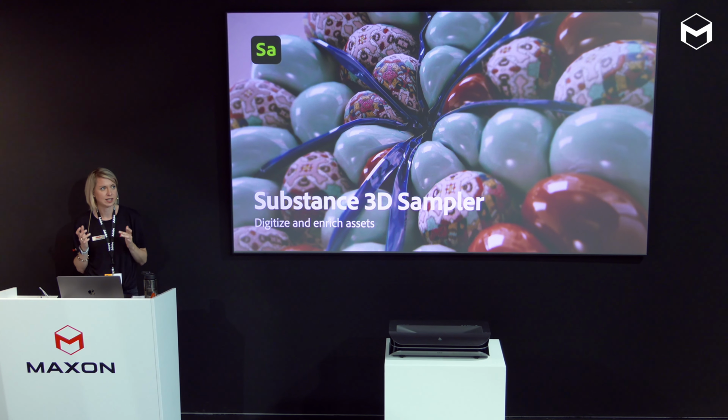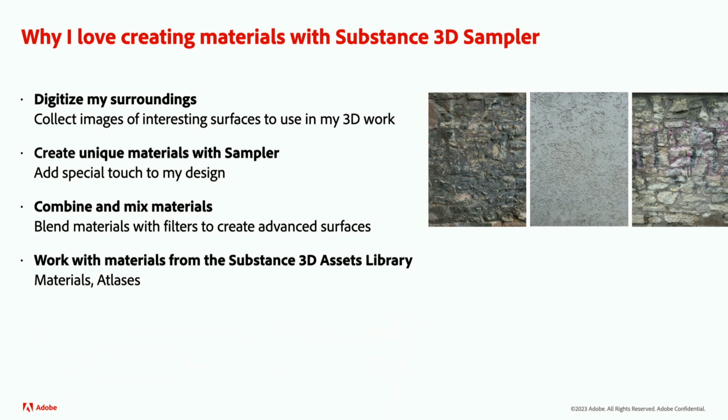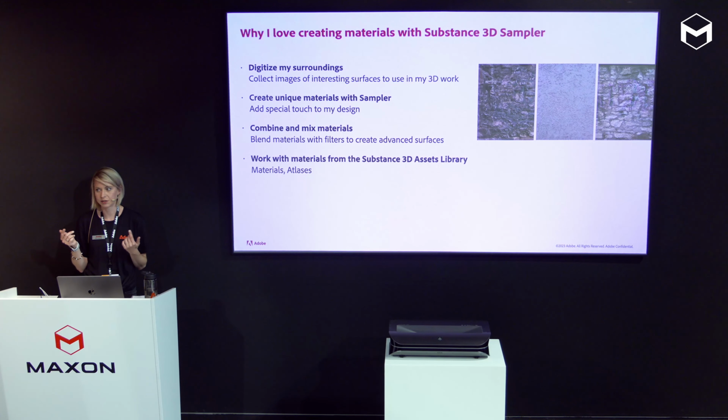Substance 3D Sampler basically became one of my favorite apps in the whole Substance 3D suite because I just like to digitize my surroundings. I think it's important to keep your eyes open, but that's what I'm doing. I collect images of interesting surfaces that you can see here, for example. And I like it because it's kind of unique and adds a special touch to your design. I think you know the feeling when you see a 3D design somewhere and you can recognize the material. So I like to create things that are a little bit different, and that is how you can develop your own style, I would say.